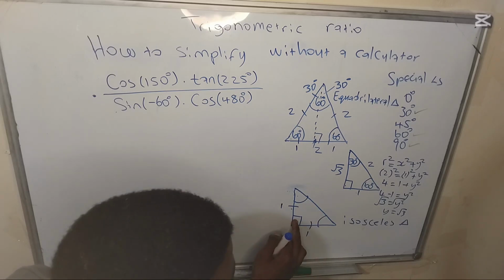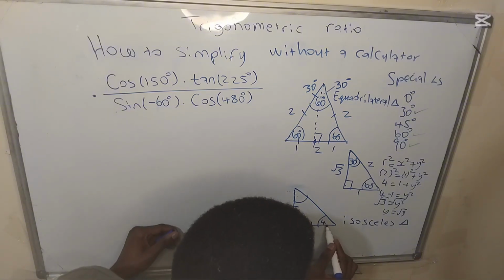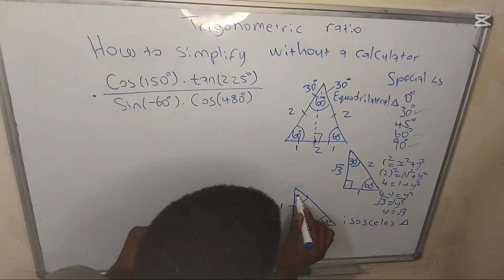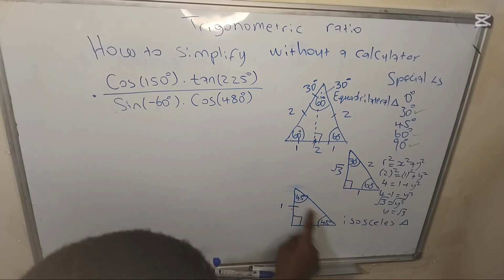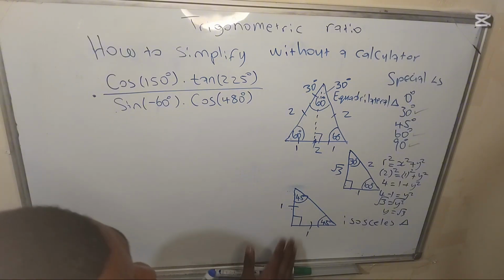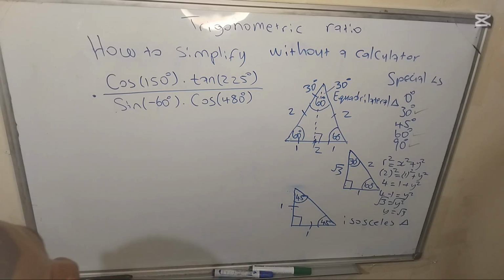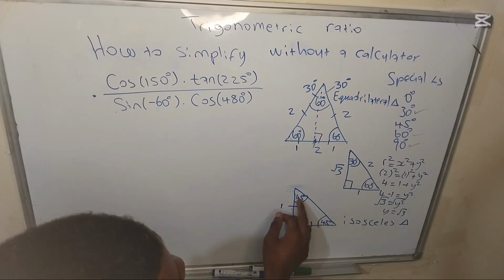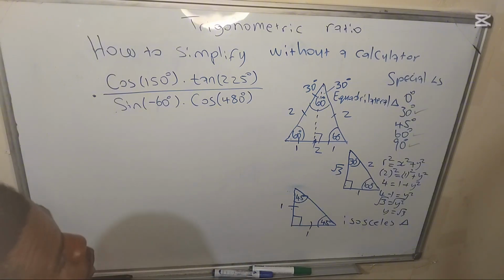And this angle is equal to 90 degrees. In order for us to get 180 degrees, this angle will be equal to 45 degrees, and this angle will also be equal to 45 degrees. The sum of the angles of a triangle must give you 180 degrees. So we have 45 plus 45, which is 90, plus 90 degrees is equal to 180 degrees.